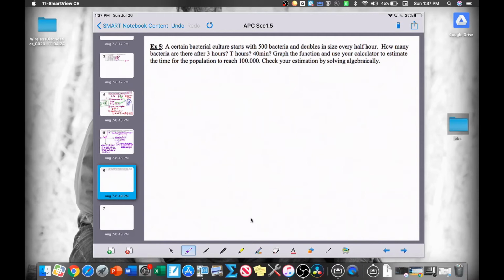Then it says graph the function and use your calculator to estimate the time for the population to reach 100,000, that should be a comma, and check your estimation by solving algebraically. All right, let's back up a step here, and let's think about what our population growth model looks like. And again, this should be review from Algebra 2 and from pre-calc.